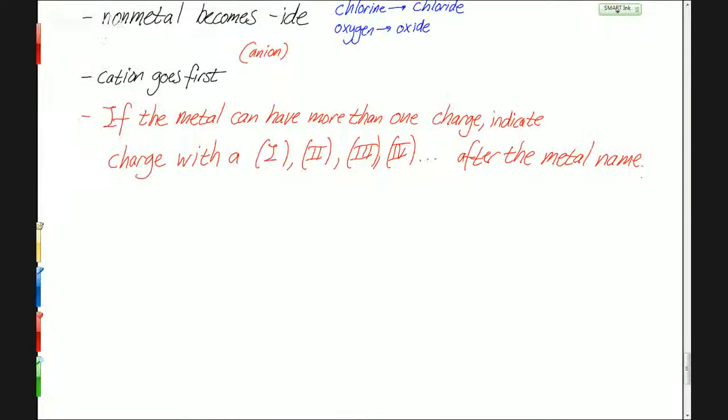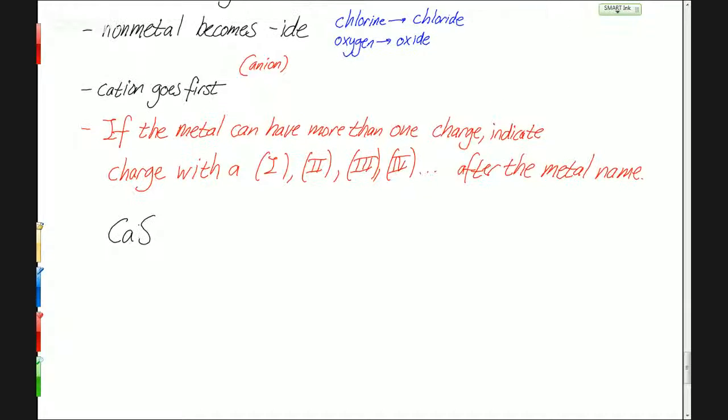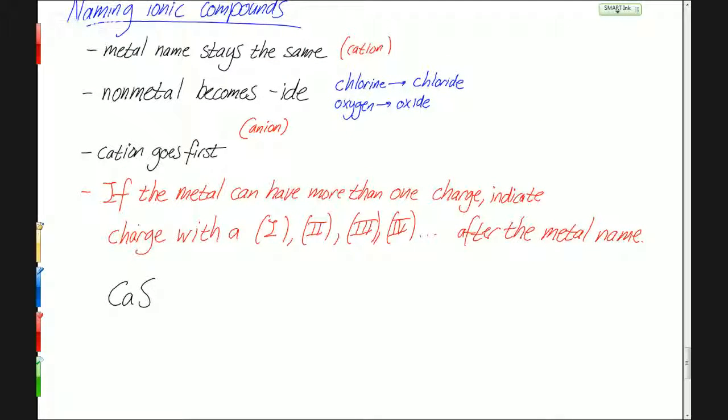So let's say we have CaS. What would you name that compound? No, calcium sulfide. Calcium sulfide. What do you think? Sounds good, right? So let's make sure it follows our rules. The metal name stays the same, so Ca is calcium. The non-metal, the S, we drop the end of it and we make it ide. So instead of sulfur, it's sulfide.